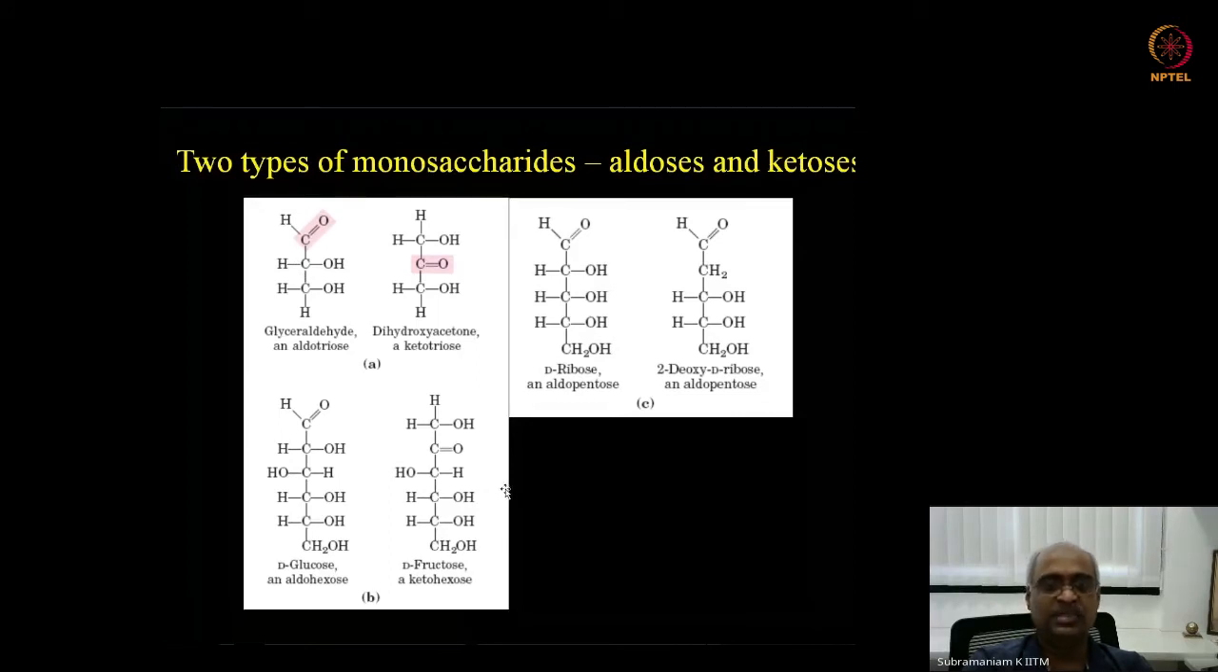So this is the 5-membered aldo sugar, aldo hexose, sorry, aldo pentose, then you have ribose and, without the hydroxyl group, deoxyribose. This is in RNA, this is in DNA.